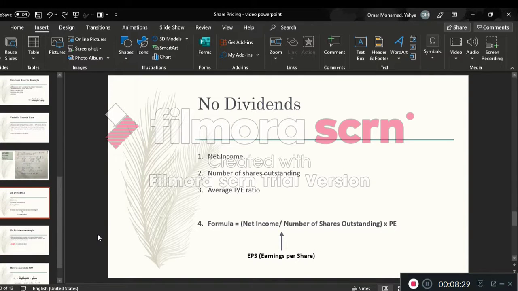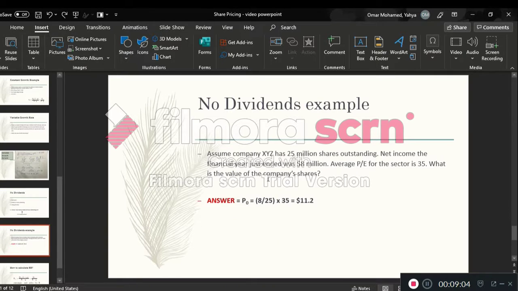Finally, the no dividends policy, basically, it's a formula that you just put in the givens. What do you need for the no dividends policy? It basically means that the company doesn't pay any dividends. You need the net income, number of shares outstanding, and the average price earnings ratio. So the formula we use is the net income divided by the number of shares outstanding times the average price earnings ratio. Net income divided by the number of shares outstanding is the earnings per share. So the formula for no dividends is basically earnings per share times the price earnings ratio.